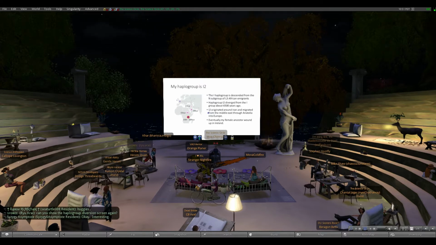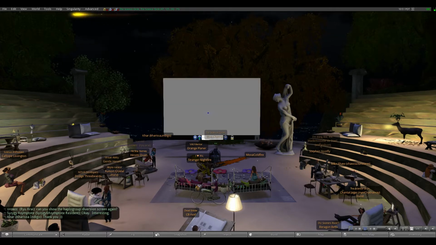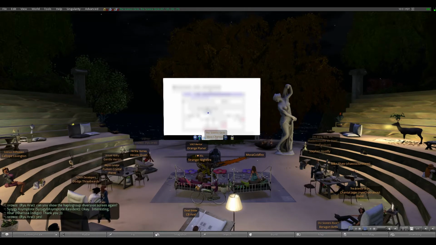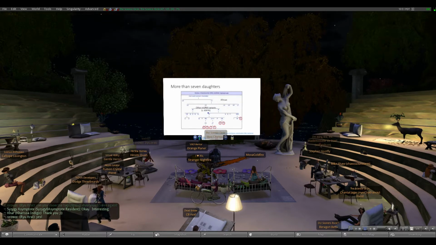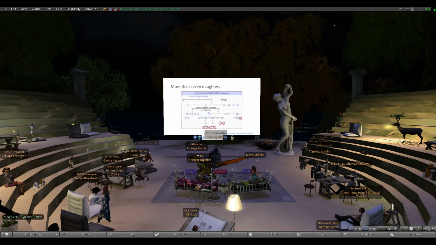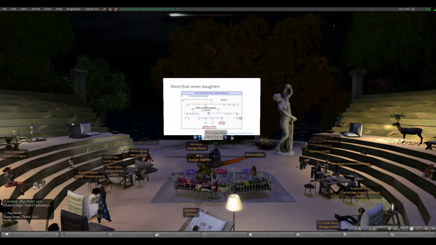Haplogroup divisions. Oh, okay, sure. I think you want this one. Is that the one you want? Is there anything else you want to see again?